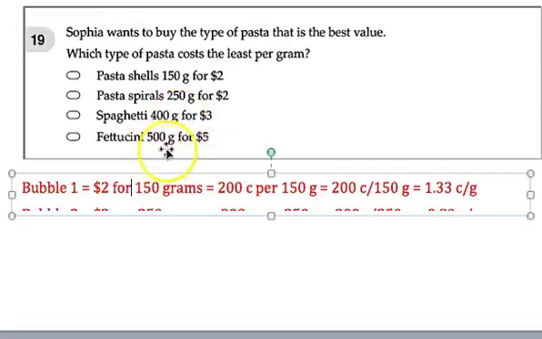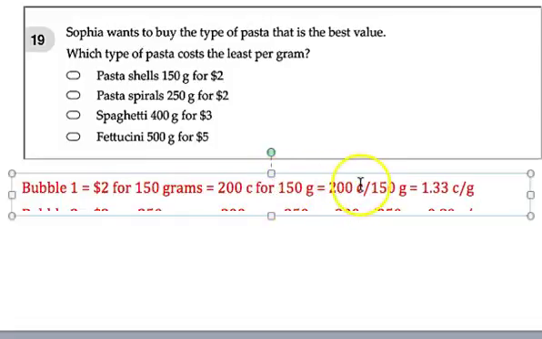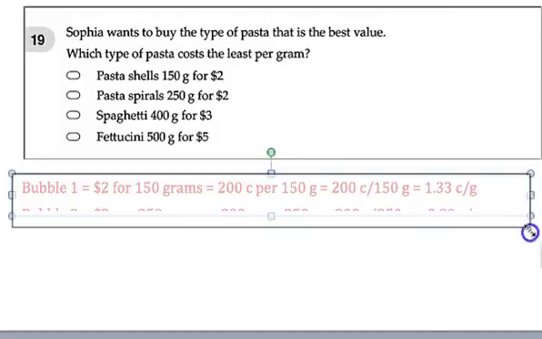So if we do 2 divided by 150, you're going to get a very small answer. So it's easier to change the $2 into 200 cents. So it's 200 cents for 150 grams. So we can divide those two quantities. I'll keep this as per: 200 cents per 150 grams. So we divide the 200 by the 150 and we end up with 1.33. So that is 1.33 cents per gram.